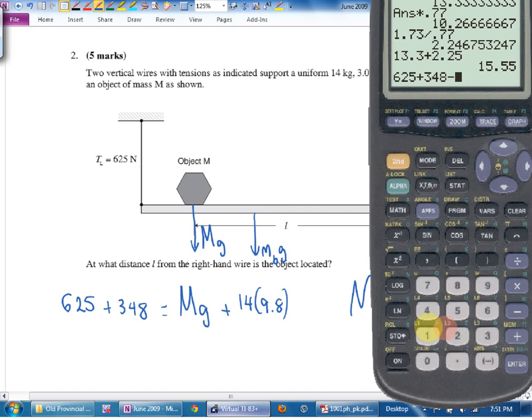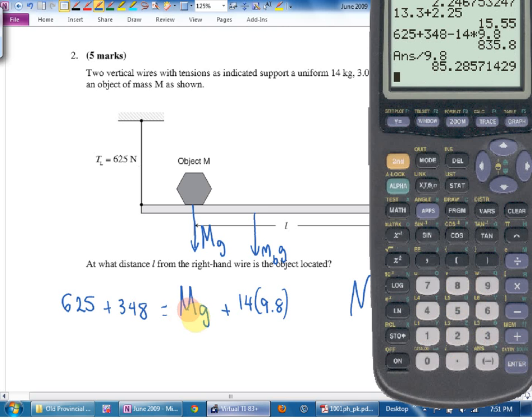I've gone really fast, but you're okay in getting the big M by itself, yes? So I get a mystery mass is 85.3 kilos.